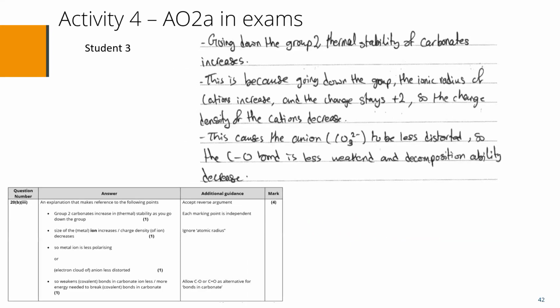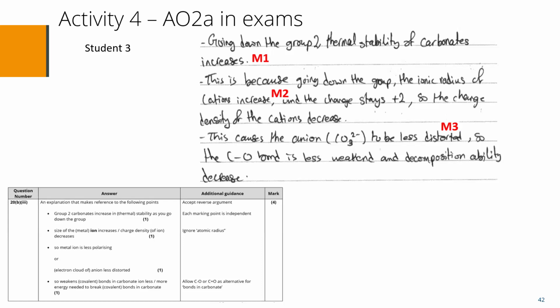Okay, right, there's one more that we can look at. This candidate starts off by saying, going down group 2, the stability of the carbonates increases, which is the first marking point. It then goes on to say this is because going down the group, the ionic radius of the cations increases, so they can have the second marking point. Then they go on to say in the last sentence, this causes the anion to be less distorted, so they can have the third marking point.